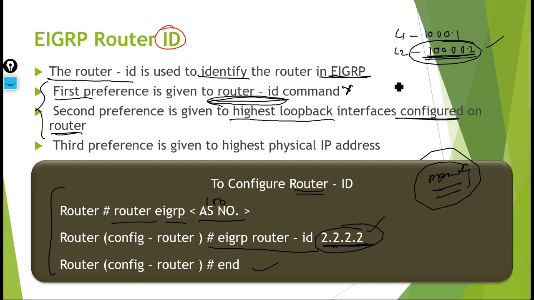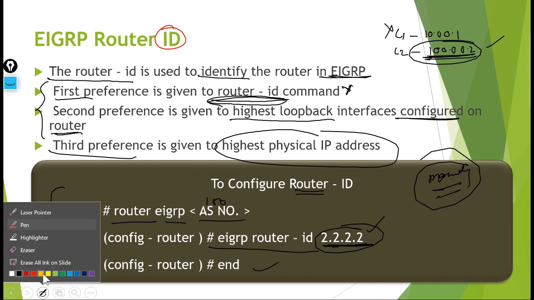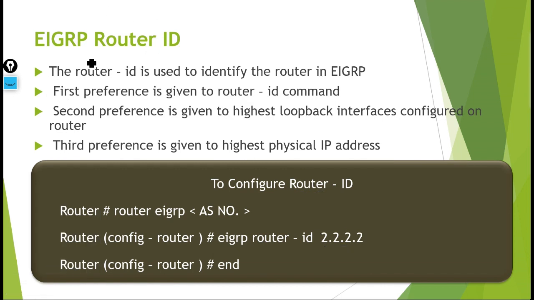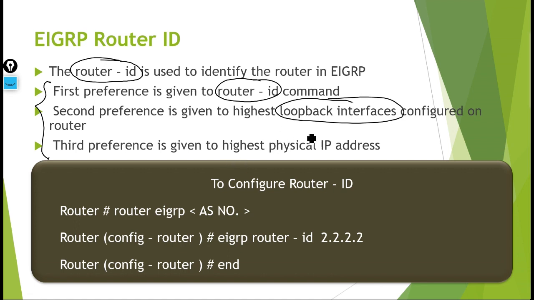Similarly, what if you haven't configured loopback also? Maybe loopback is not there in my routers. Then the third preference is given to the highest physical IP address. Your routers will automatically take the highest physical IP address and make that the router ID. That's it. So in simple terms, router ID is basically the name of your router, its identification, it's an IP address actually, and the first preference is given to the router-id command, second preference is given to the highest loopback interface IP address, and third preference, if loopback is not configured, then it will go for the highest physical IP address.